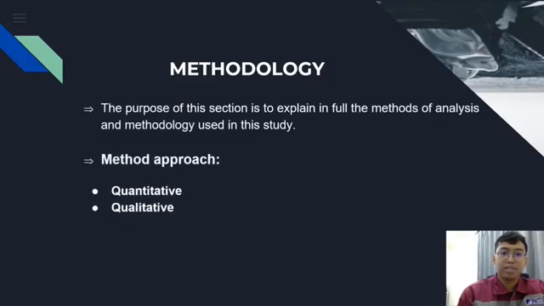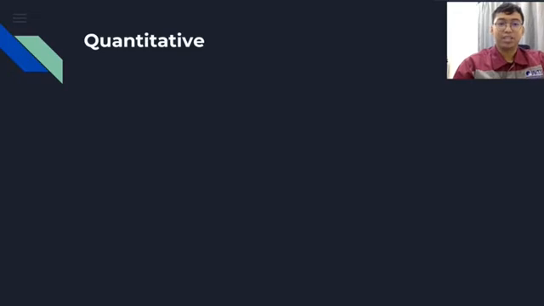The purpose of this section is to explain the full method of analysis and methodology used in the study. First and foremost, the chapter clarifies the method to be used. The method approach that we use is the quantitative method and the qualitative method. This strategy is used to gather a large amount of data in order to improve our product design, usability, marketability, and material selection.